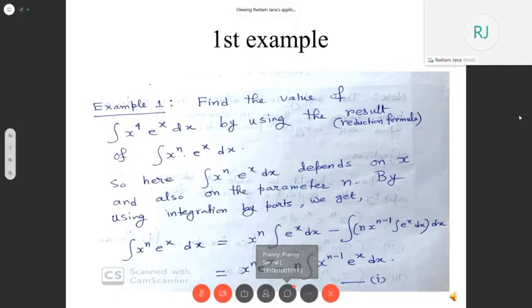Now consider I suffix n as integration x to the power n e to the power x dx. Then integration x to the power n minus 1 e to the power x dx, we can write it as I suffix n minus 1.